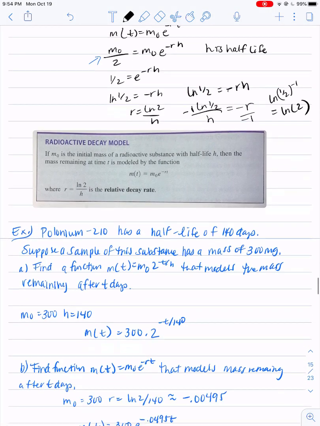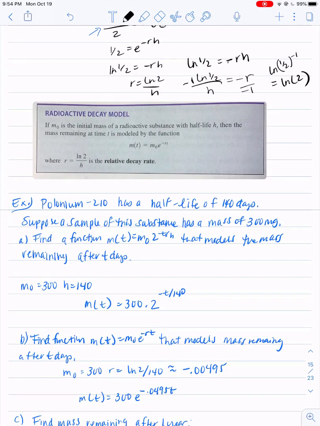So here's the radioactive decay model. If m0 is the initial mass of a radioactive substance with half-life h, then the mass remaining at time t is modeled by m of t equals m0 e to the negative rt, where r is natural log of 2 over h, which is the relative decay rate.